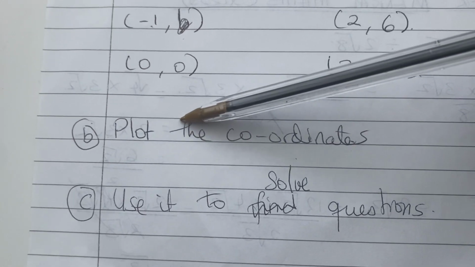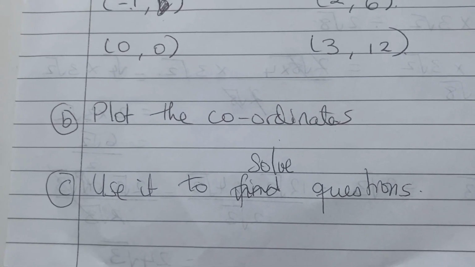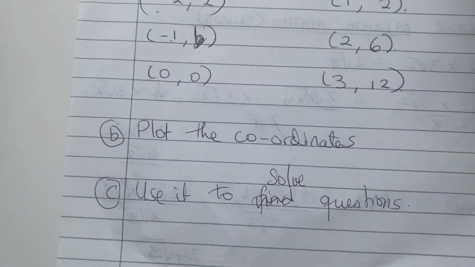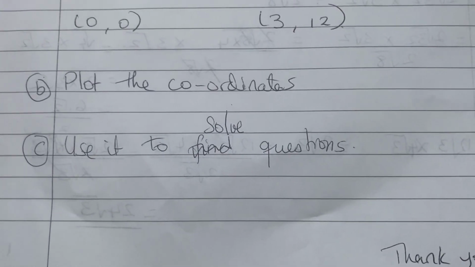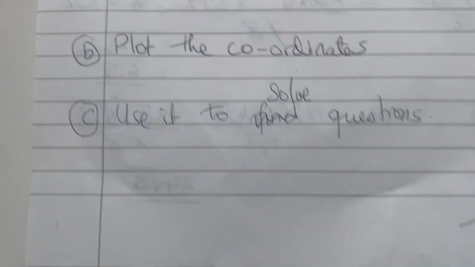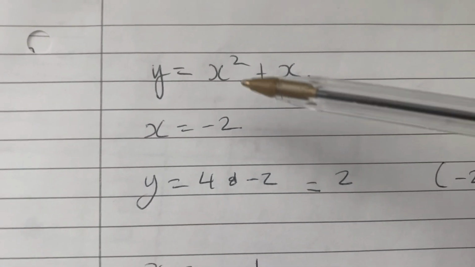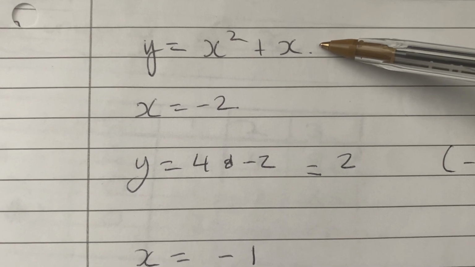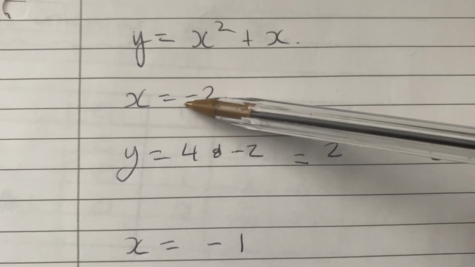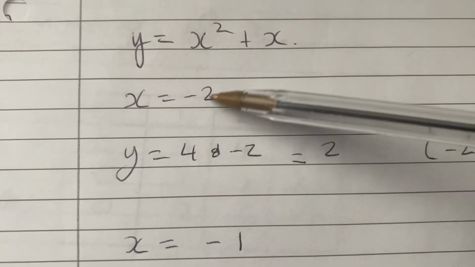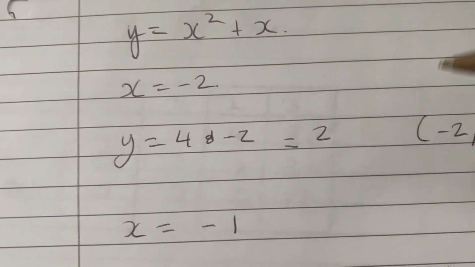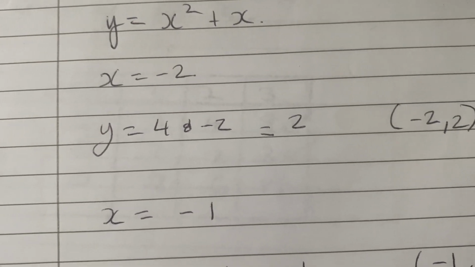So now here they said what? Plot the coordinates and then use it to solve questions. Okay, I didn't bring the questions that follow, but what I did was, instead of the table form, as if you are not asked, this is the equation y equals x squared plus x. So when x is -2, x squared will be 4 minus 2. You can do this as well if you don't have a table.